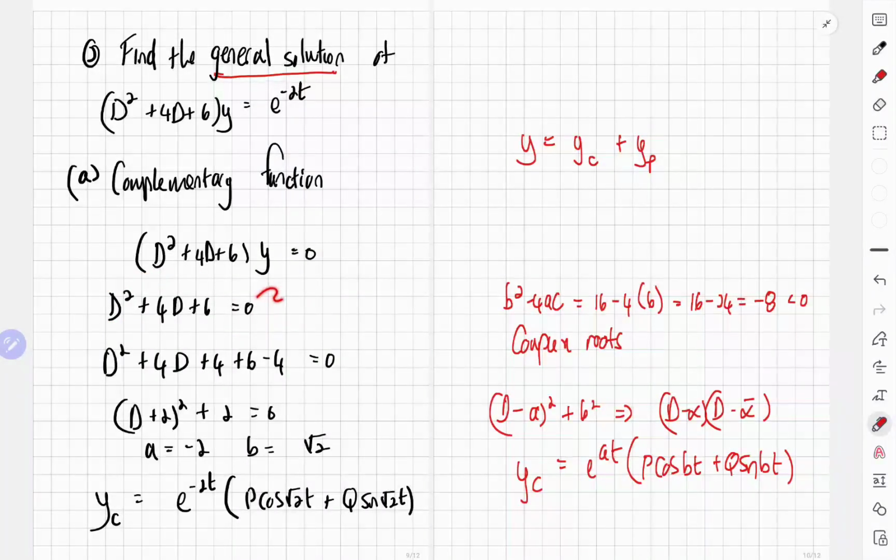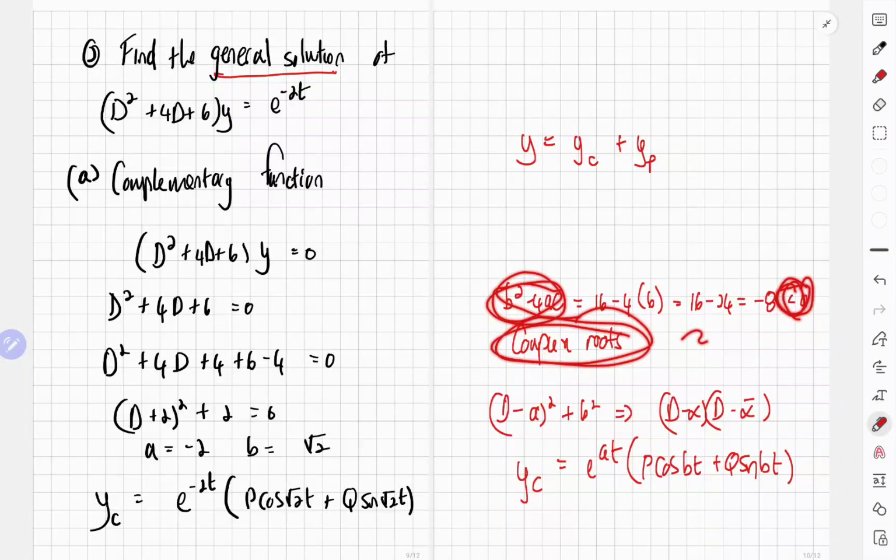Now if you've watched all my videos, especially on complex numbers, you will know that when I get a quadratic, I will quickly check whether or not my roots are complex. So I do b squared minus 4ac. B squared is 16, minus 4ac is 24. I have 16 minus 24, which is minus 8, which is less than 0. And b squared minus 4ac less than 0 means complex roots.